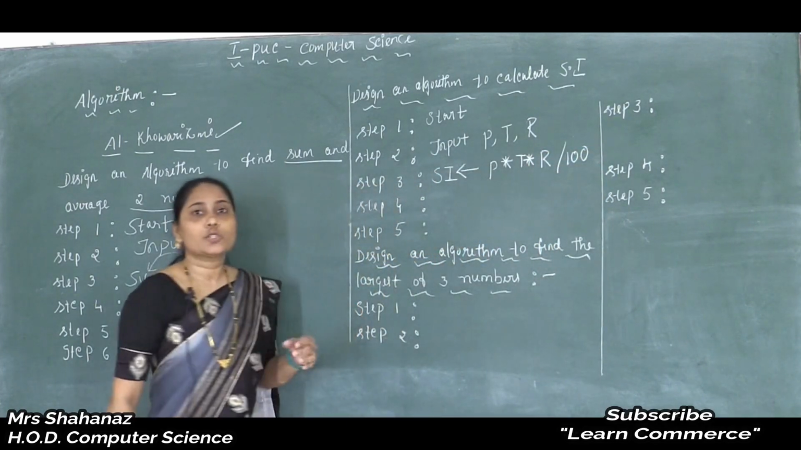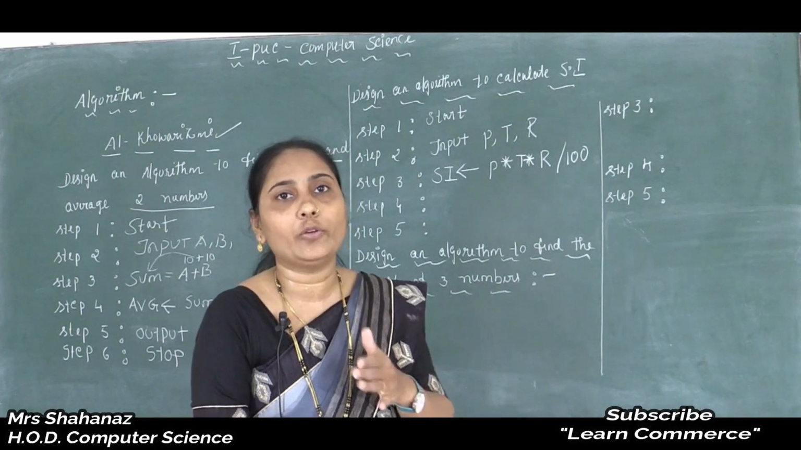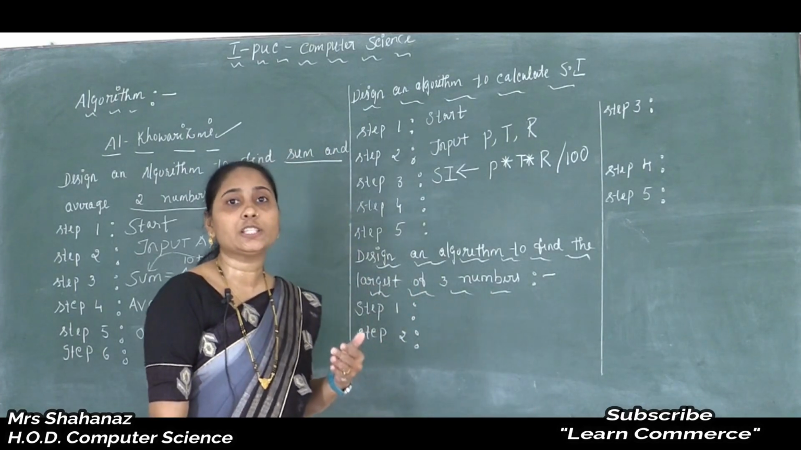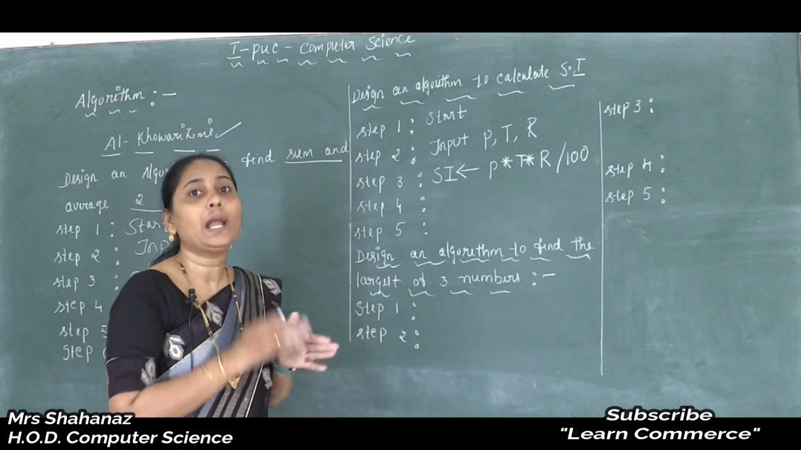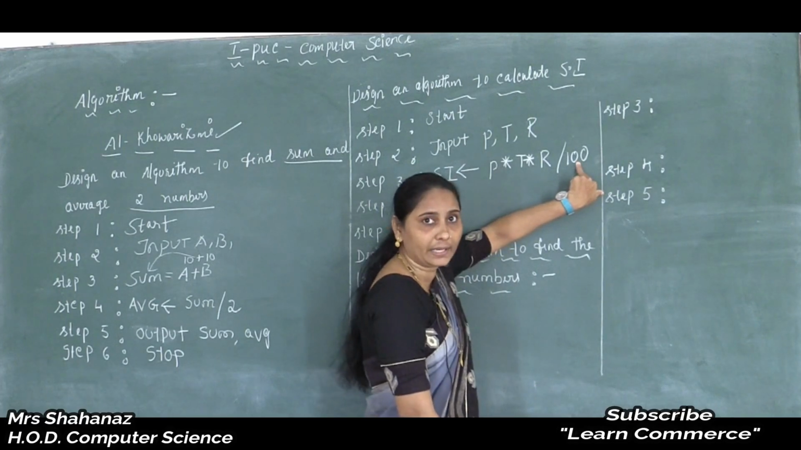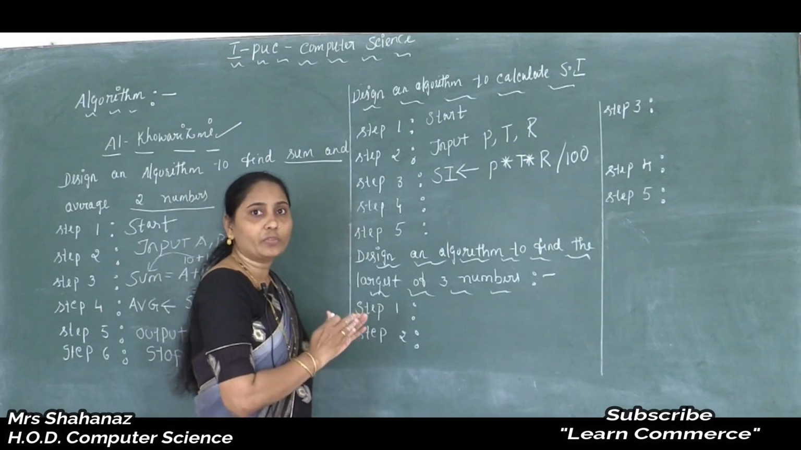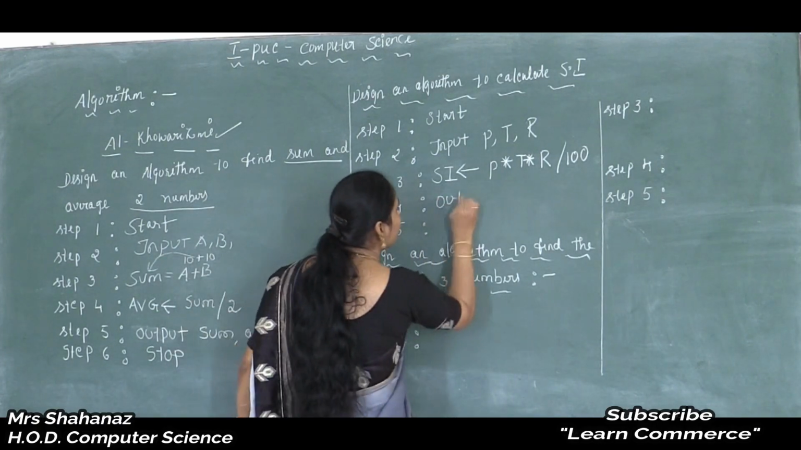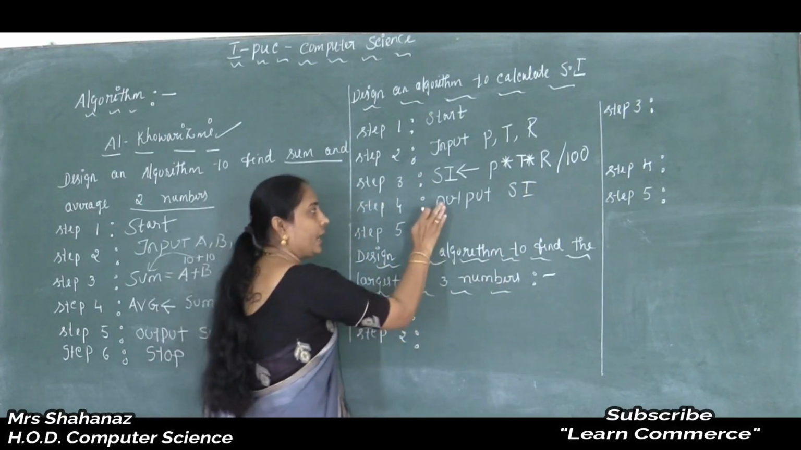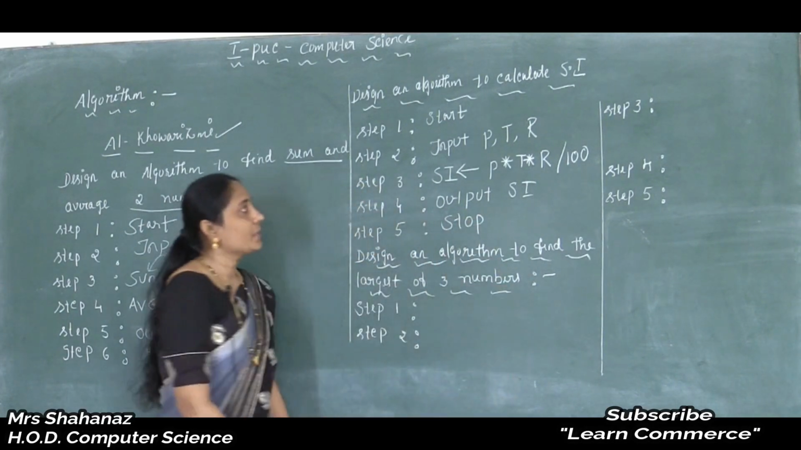Clear this point here? So whatever value you are going to take, maybe the P value is equal to 1000, T value is equal to 3 here, and rate of interest is 12, and all those values multiplied you need to divide by 100. Clear this point here? And after the calculation we'll get the output of the simple interest, and after getting the simple interest we need to stop the algorithm. So clear this point here?